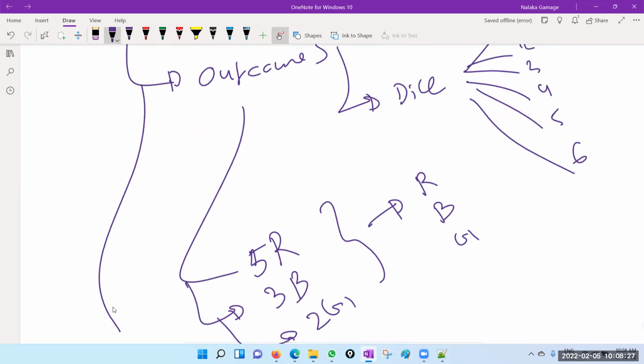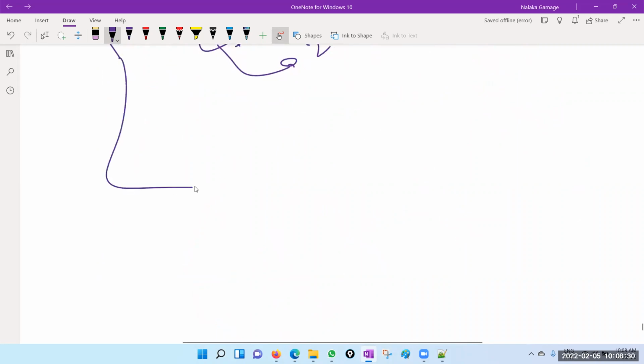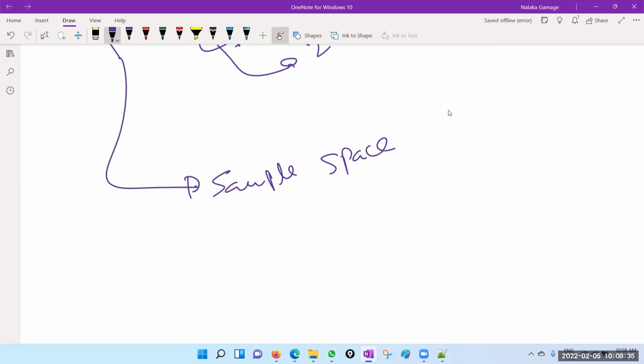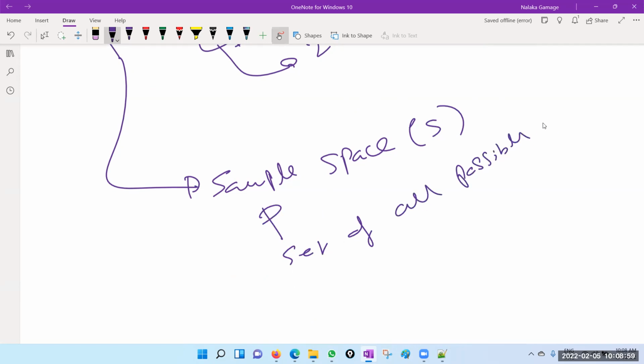sample space. Maths is a very easy subject if you are very precise, right? Then you are not here and there, your confidence is sky high. Okay. Sample space we denote by capital S. Sample space is the set of all possible outcomes of an experiment.